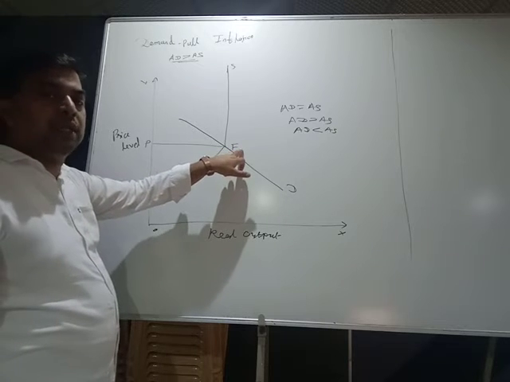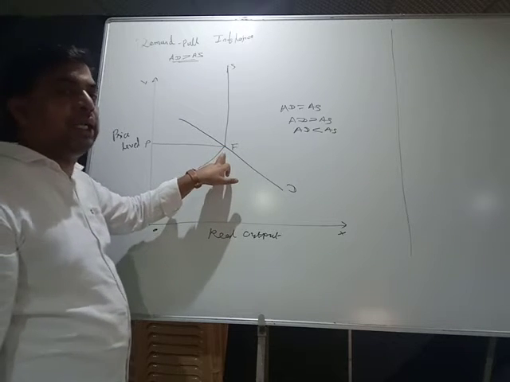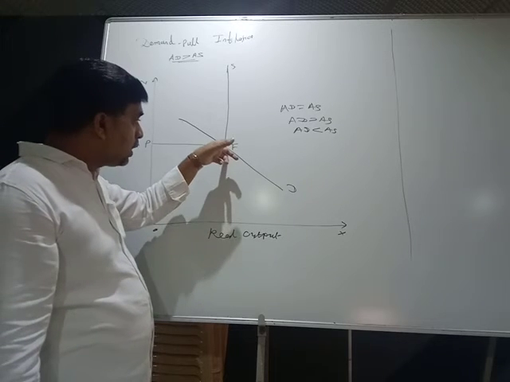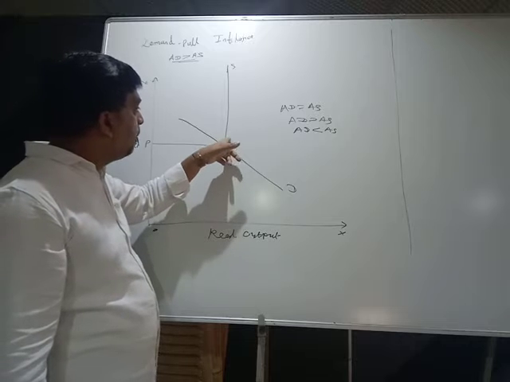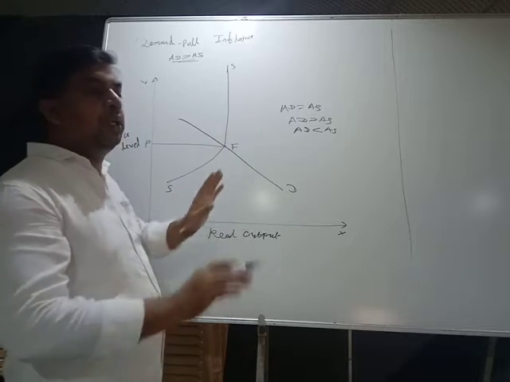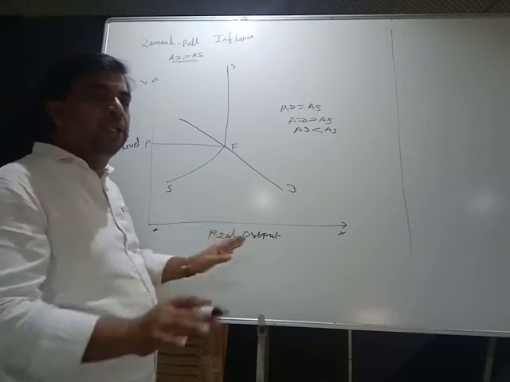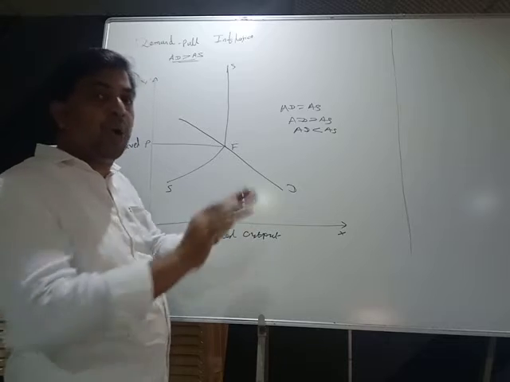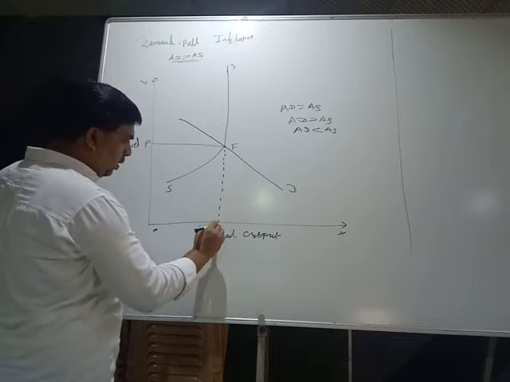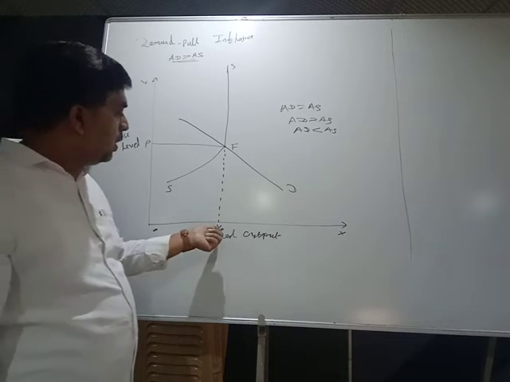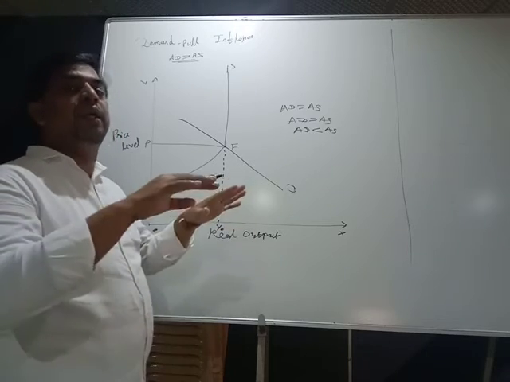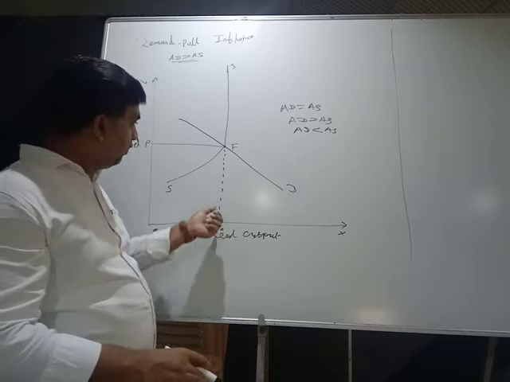What does point F suggest? Point F suggests that the economy has reached the full employment level. Why? Because beyond this point, the supply curve becomes a vertical straight line. Vertical straight line means there is now no scope for further increase in real output or employment. So we can draw a dotted line. Suppose this is OY0. So OY0 is the output at the level of full employment, or income at the level of full employment. Okay, point F.